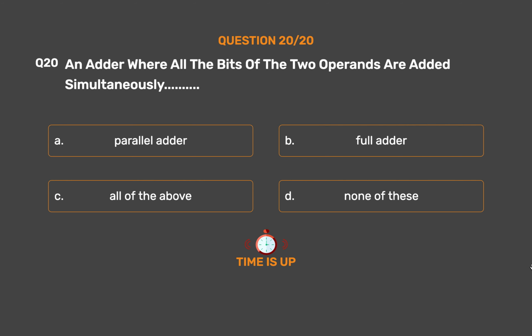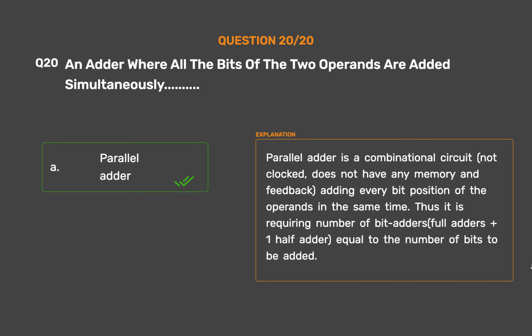The correct answer is option A, parallel adder. Parallel adder is a combinational circuit, not clocked, does not have any memory and feedback, adding every bit position of the operands at the same time. Thus it requires a number of full adders plus one half adder, equal to the number of bits to be added.